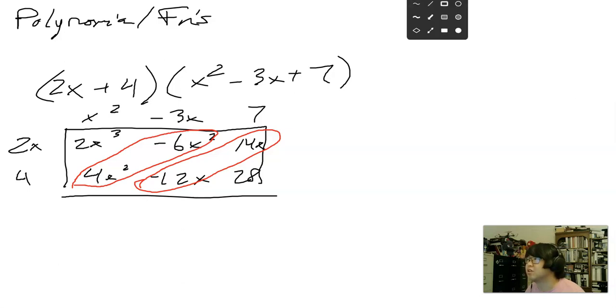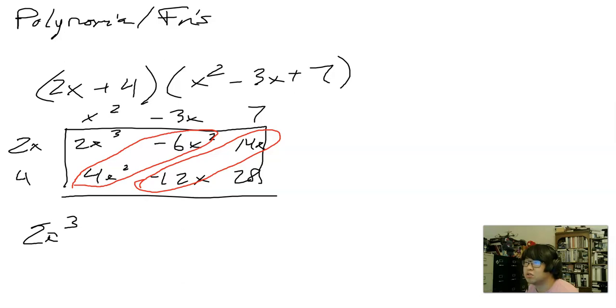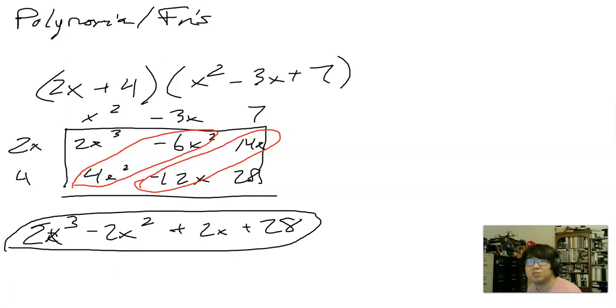Okay. In the end, I should end up here with a 2x cubed, oops, 2x, that's what I want, minus 2x squared plus 2x plus 28. That's my fully simplified in standard form polynomial expression.